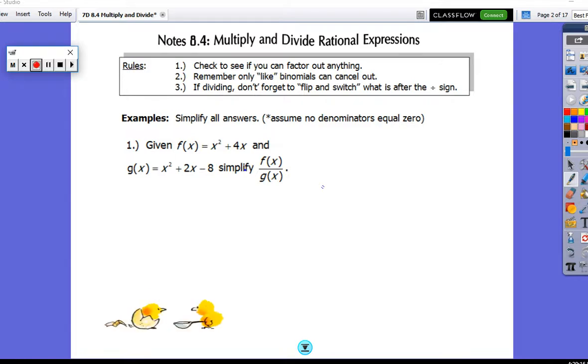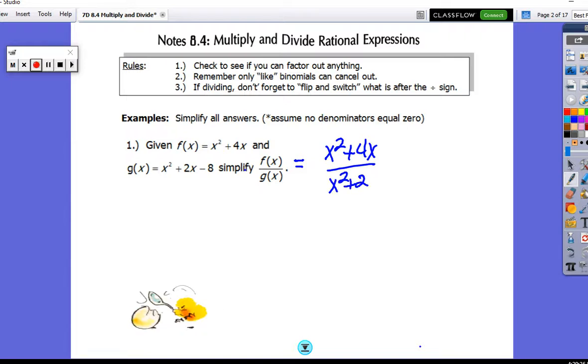We're given the following functions. F of x is equal to x squared plus 4x, and g of x is equal to x squared plus 2x minus 8. So we're going to make a new function using division. So f of x is x squared plus 4x over g of x. And our job is to simplify this as much as possible. So getting this far is like 1 out of 4 points.